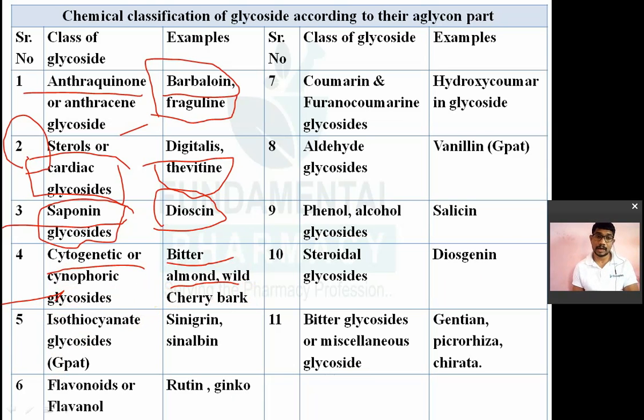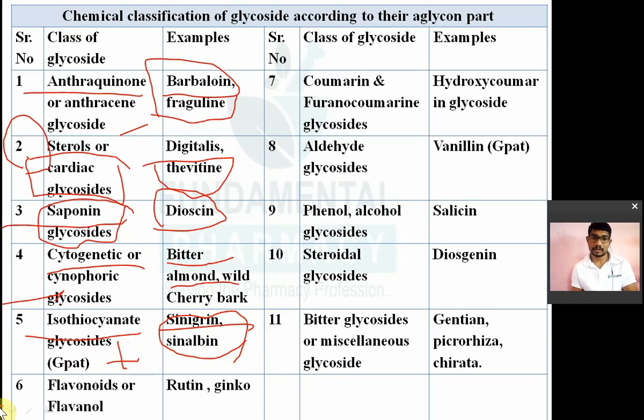Now the next is isothiocyanate glycosides. For example, sinigrin and sinalbin. Sinigrin from black mustard and sinalbin. These are the isothiocyanate glycosides. This was a question again in GPAT. Important: cyanogenetic glycosides and isothiocyanate glycosides, particularly found in sinigrin from black mustard. A question has already come on this.